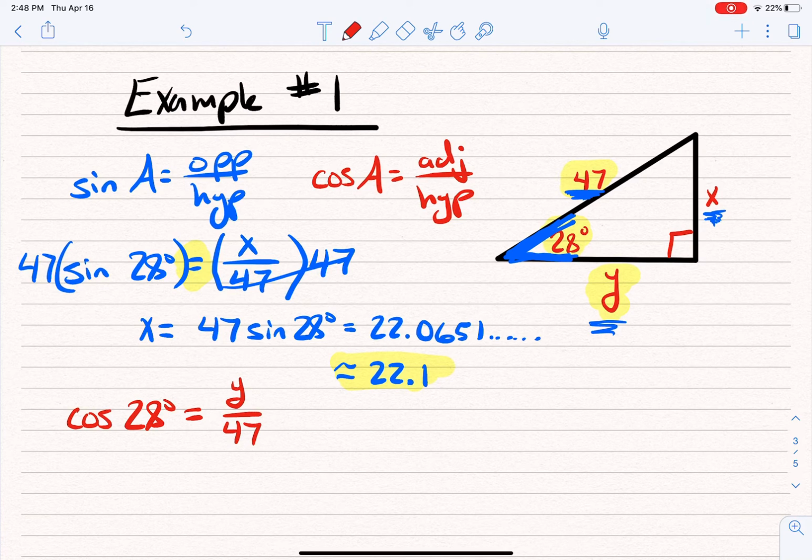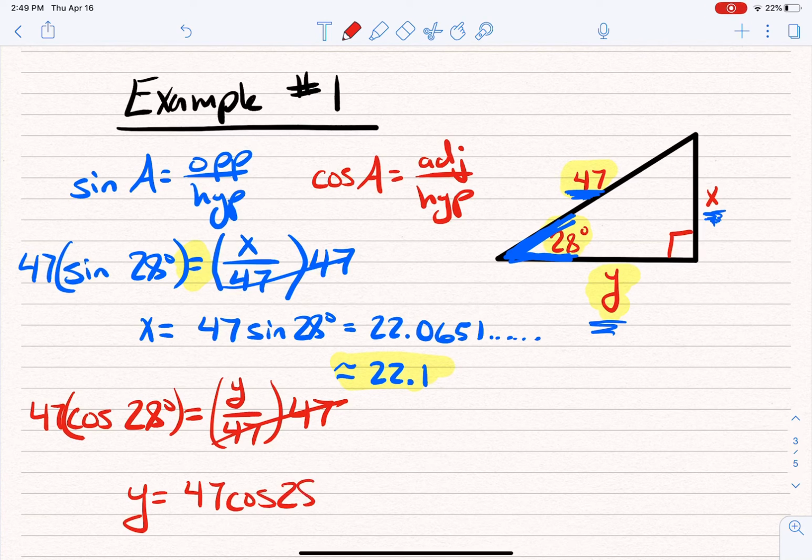And just like the last equation, this is really easy to solve. We multiply both sides by 47. The 47s cancel out, and we're left with the equation y is equal to 47 times the cosine of 28 degrees. Again, I grab my calculator, I type 47 times the cosine of 28 degrees, close my parentheses, hit enter, and I get that that's equal to 41.49853... And so I'd say, well, that's about 41.5. And it's that easy.